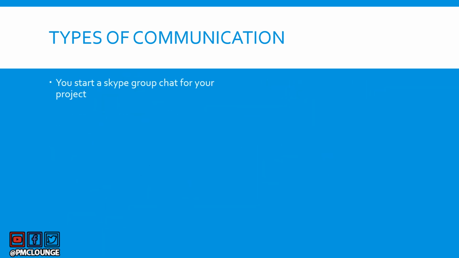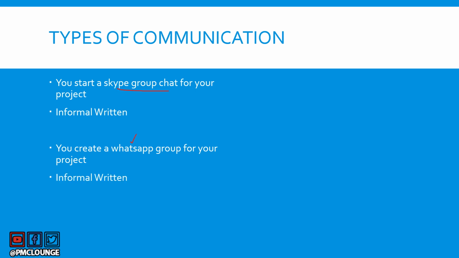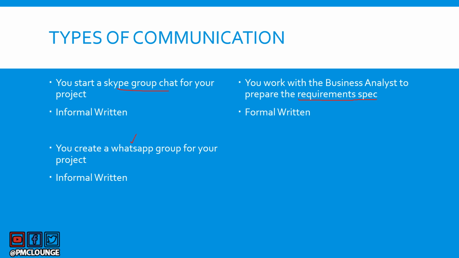You start a Skype group chat for your project. What do you think? Obviously, this is also informal written. You create a WhatsApp group for your project. This is also informal written. You work with the business analyst to prepare the requirement spec. Now, the requirement specification document is again a project artifact, which means this will be formal written type of communication.